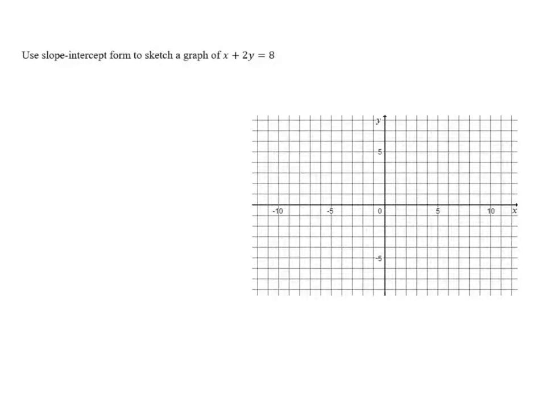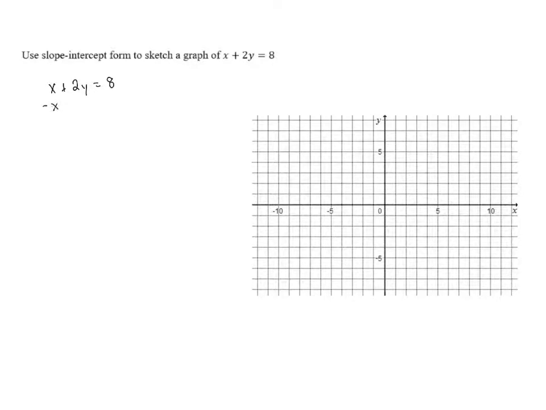Use slope-intercept form to sketch a graph of x plus 2y equals 8. Again, this isn't yet in slope-intercept form. We have to get the y alone first. So we have x plus 2y equals 8. To isolate the y, we have to get rid of that x.